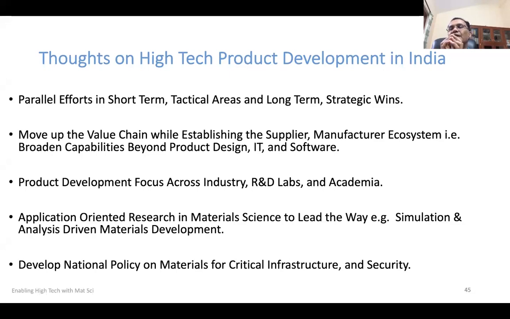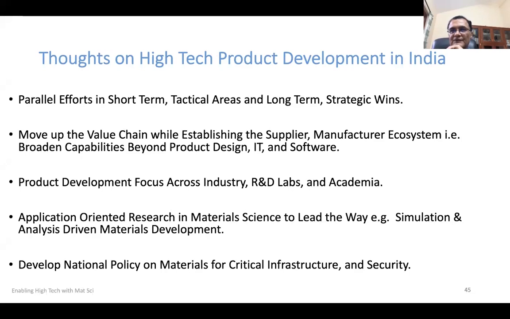Maybe one area we can start with is simulation and analysis driven materials development. So on the technical side, we can use our knowledge of materials to predict and improve on yield. This yield is how many good chips you get on a wafer. We can use algorithms and we can use learnings based on maths and material science to predict how many good dies will come out. And that's a tremendous value to TSMCs and Intels of the world.